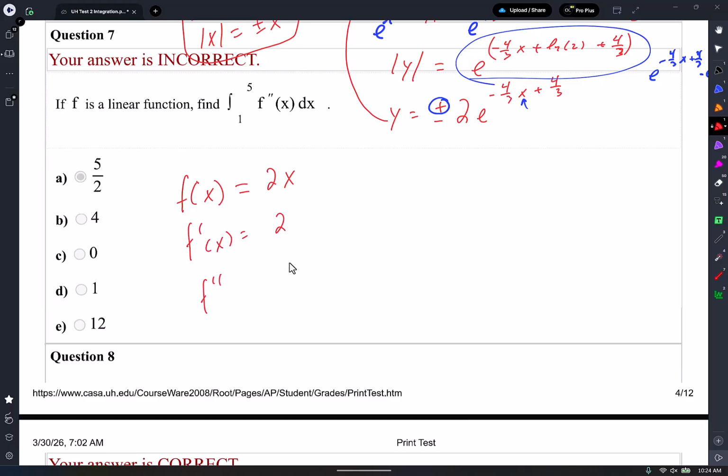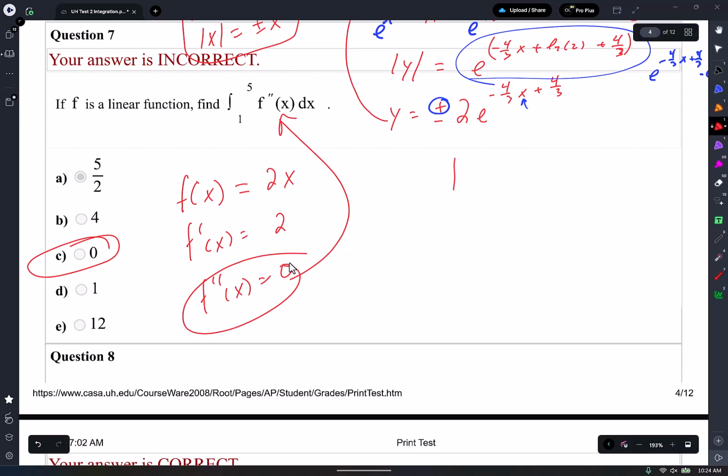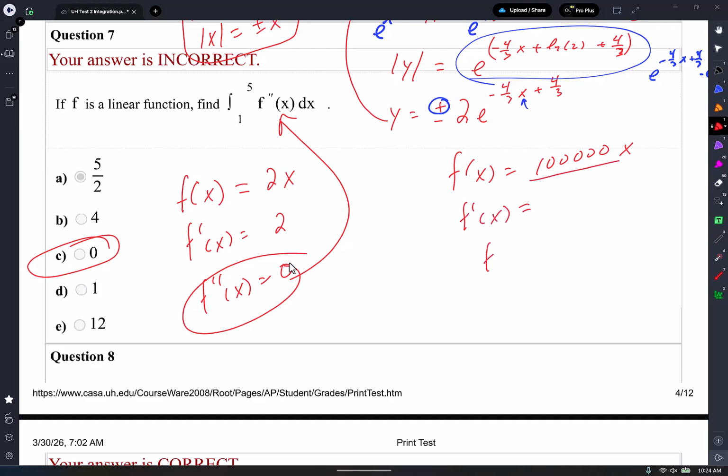If f is 2x, what's f prime? 2. What's f prime prime? 0. So you're integrating 0 from 1 to 5. What do you think you're going to get? It doesn't matter what linear line you put. The second derivative is always going to be 0, guys. Isn't that cool? What if you say f of x is 10,000x? F prime will be just a number, and then f prime prime will be 0 again. It doesn't matter.